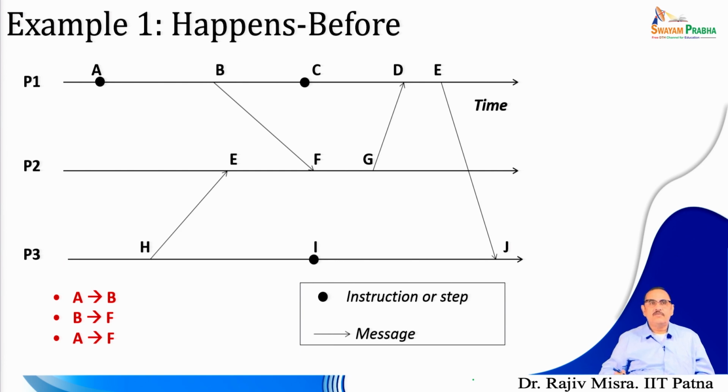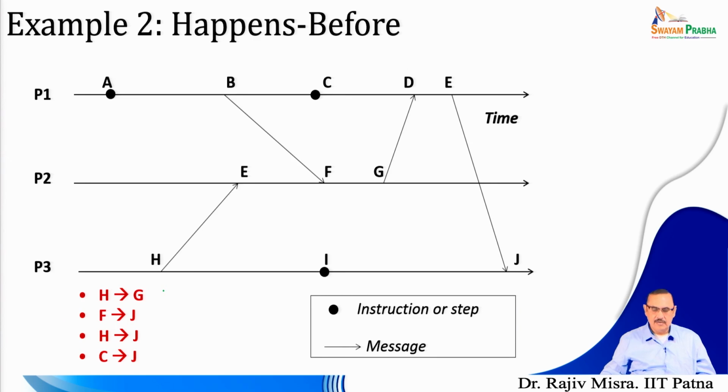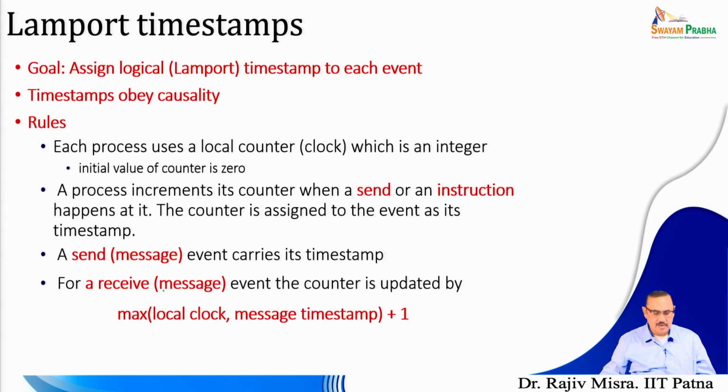So, this is the example which we have already covered. A has happened before B and B has happened before F. So, A has happened before F, and here also these relations we have explained.